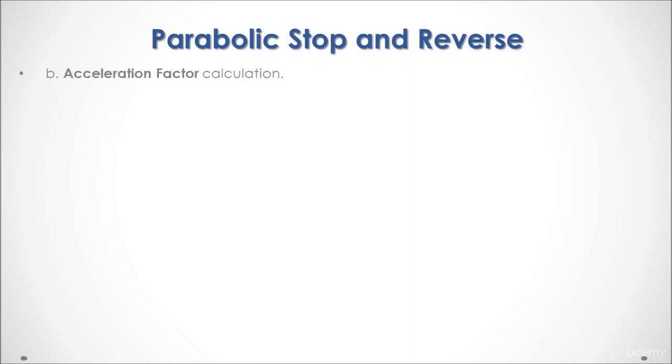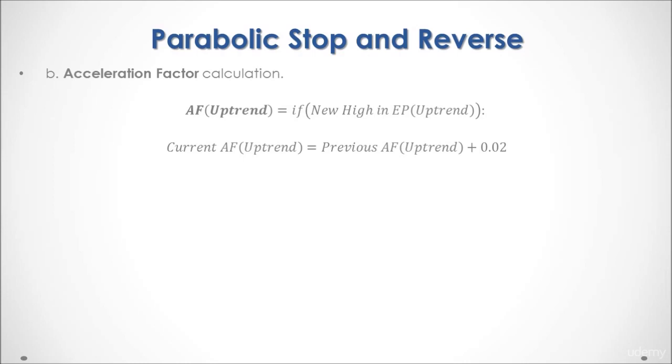B. Acceleration factor calculation. Acceleration factor in the uptrend: we ask if there's a new high in our extreme point in the uptrend, then the current acceleration factor in the uptrend is equal to the previous acceleration factor in the uptrend plus a growth factor, which in this case is 0.02. Else, current acceleration factor in the uptrend is equal to the previous acceleration factor in the uptrend.